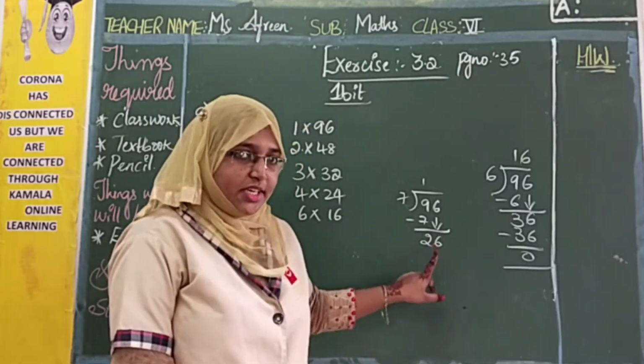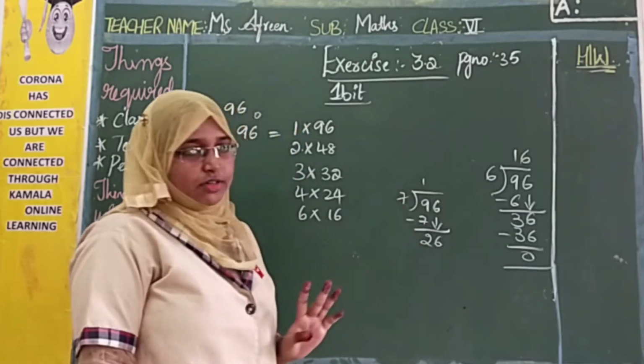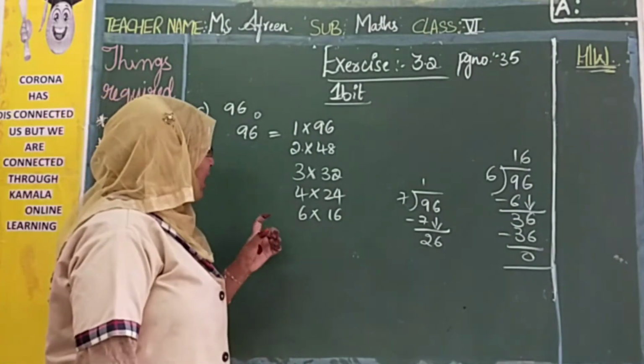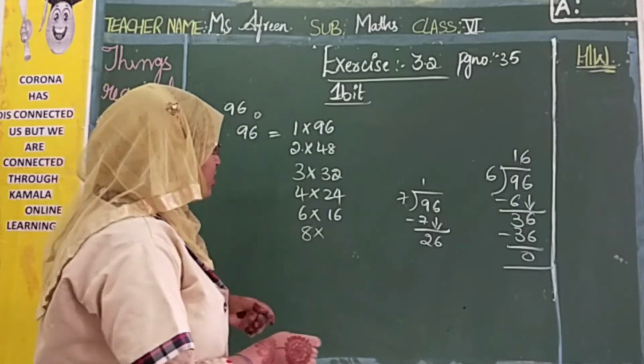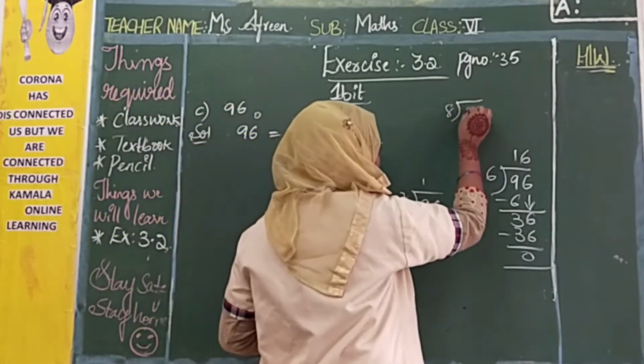7 4s are 28. 7 3s are 21. No. So it is not divisible by 7. Now let us see 8. What is rule 8? Last 3 digits, but we have a 2 digit number. Let us check for 8.